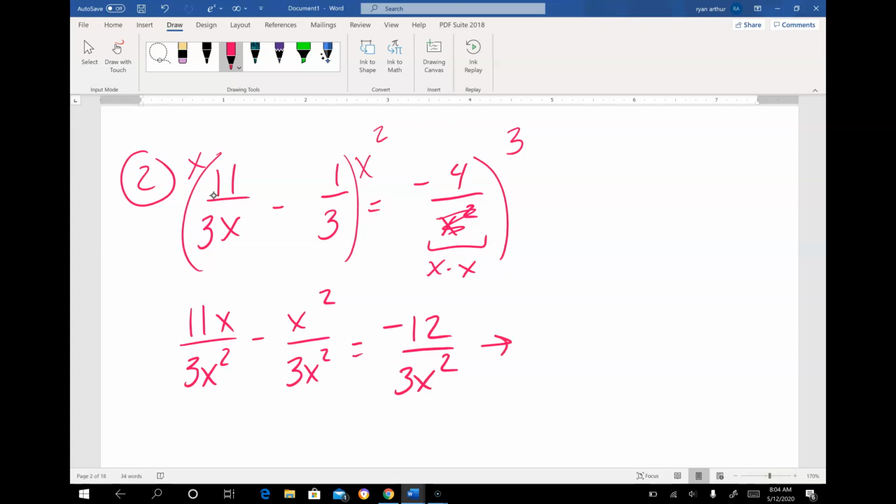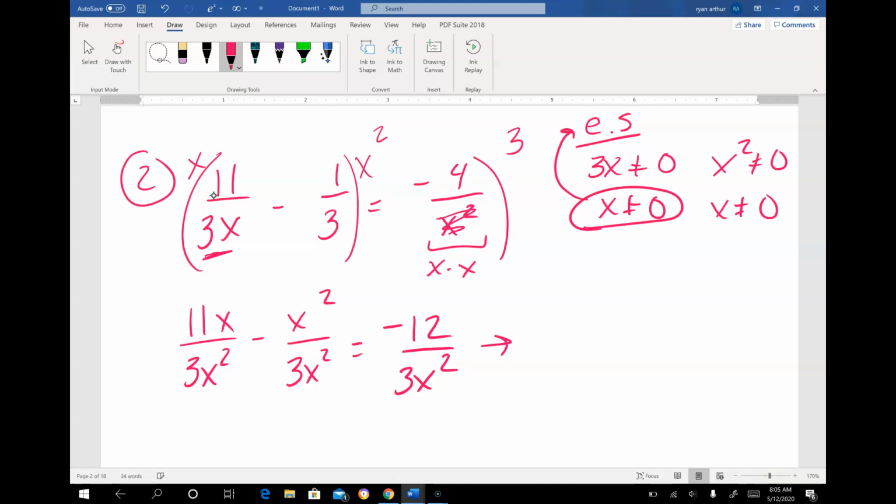We come over here. Now, extraneous solution. 3x squared, okay, well you go back to the beginning, so 3x. So 3x can't equal 0, so that just means x can't be 0. Your x squared can't equal 0, and that's also just a 0. So my extraneous solution here is 0. So my answer can't be 0, okay? It can be any other number in the world but 0.